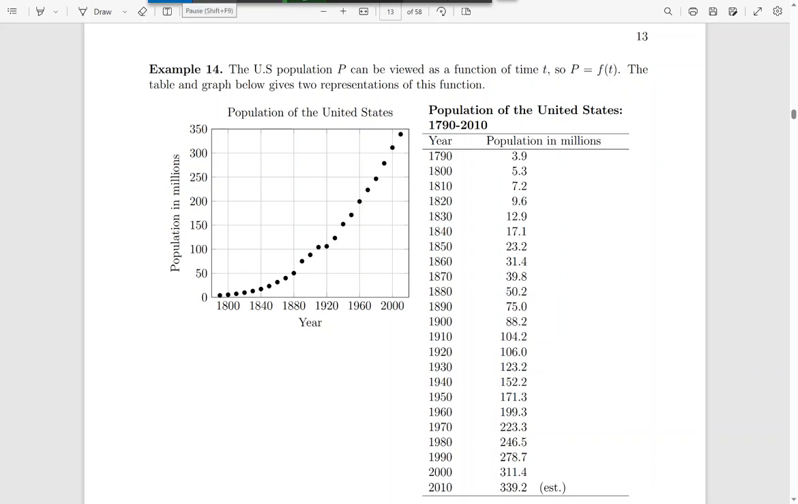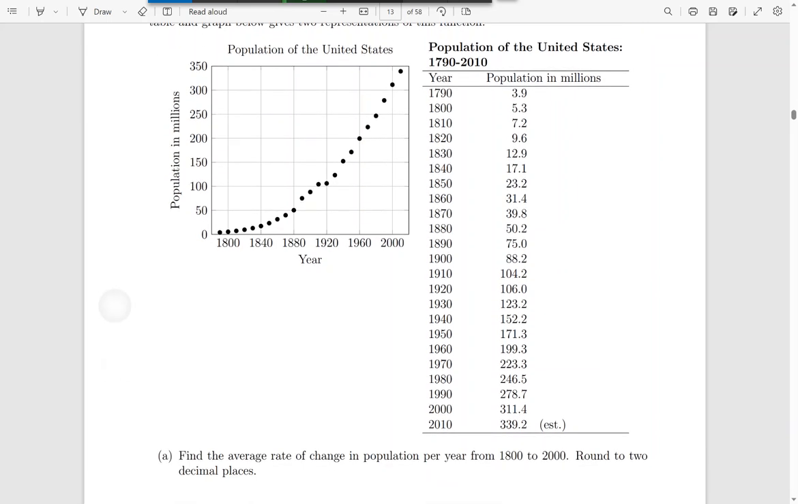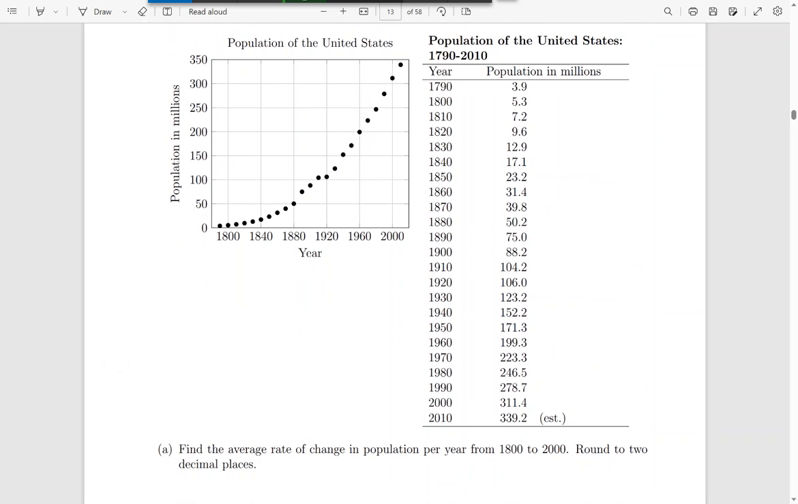This problem has a lot going on. You've got this function P as a function of time t. T is in years. We can see that's on the x-axis or t-axis. P is the population, and that's in millions, and that's on the y-axis. So they've plotted all of these years versus all of the populations.